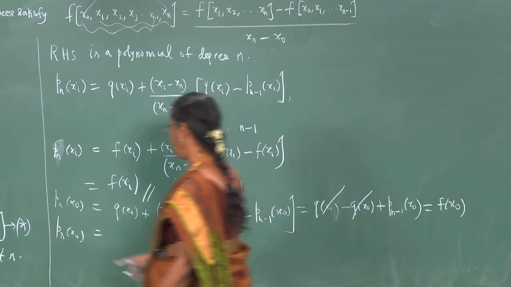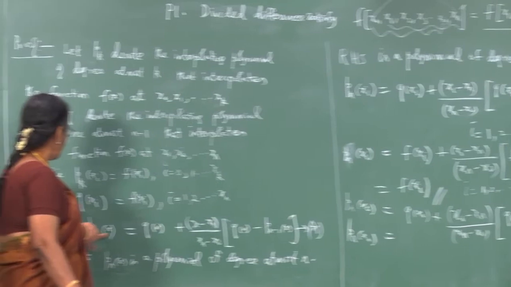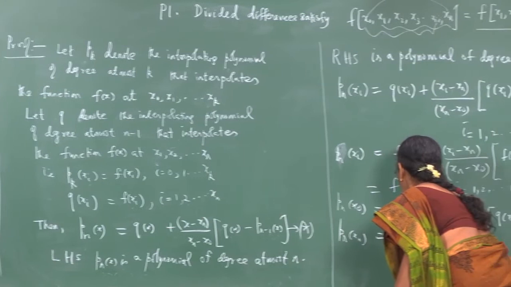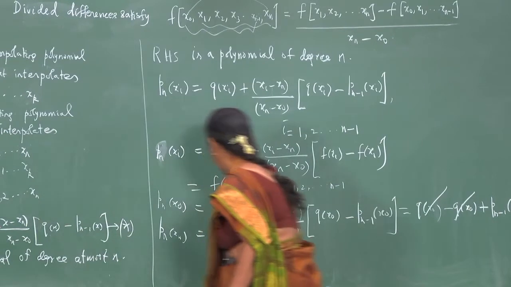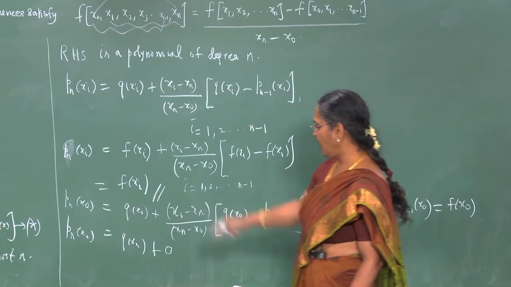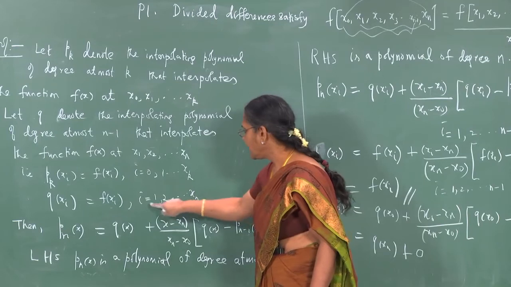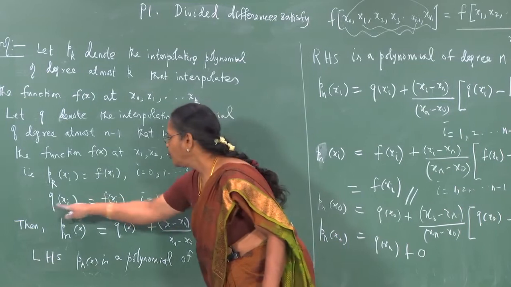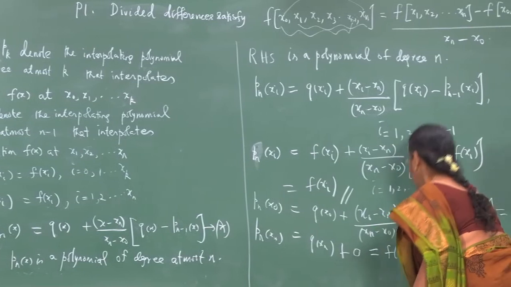Let us now take Pn at xn. What is Pn at xn? So, let us use this star and then find out. So, Pn at xn is q at xn. Then the next term, xn minus xn. So, the next term does not contribute. Now, we look at q at xn. What does q do? q interpolates the function at a set of points x1, x2, etc. xn. So, at xn, q of xn is f of xn. So, this is equal to f of xn.